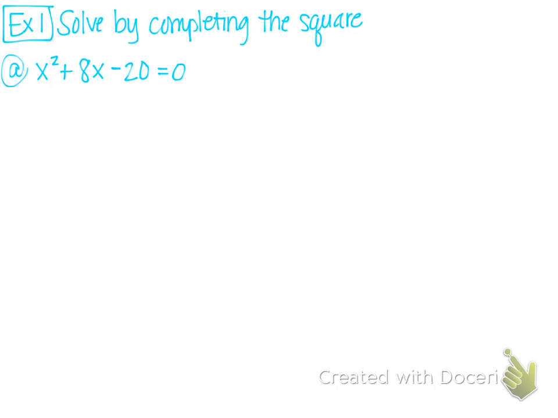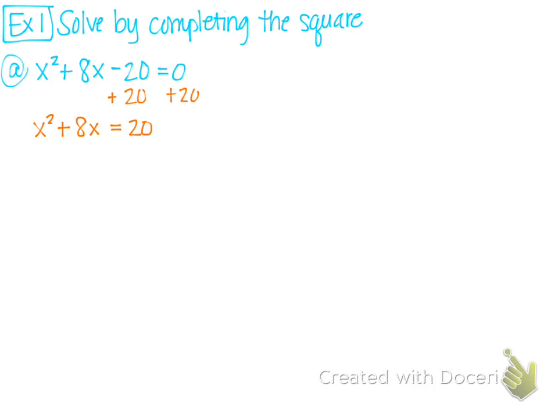Okay, so step 1 told us that we want to take our constant term and get it to the other side. Well, in this case, we're talking about this term right here. That's our constant term. So since it's minus, to get it to the other side, we need to add it. So what we have left on the left-hand side is just x squared plus 8x, and now we have equal to 20, because 0 plus 20 is 20.